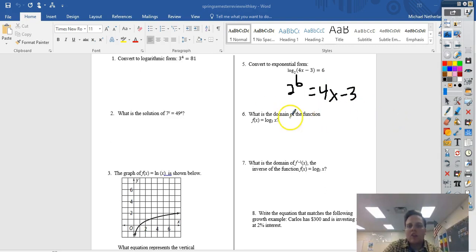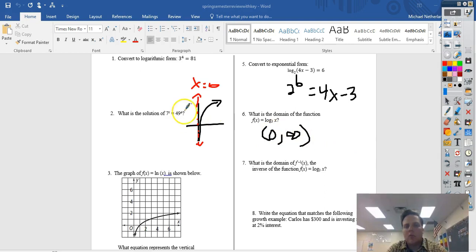Alright, what is the domain of the function of log base 3 of x? Okay, guys, you should remember that log functions, assuming there are no transformations, look like this, and they have a vertical asymptote at x equals 0. So then my domain would just be parenthesis 0 to infinity. And that would be it, because we never actually touch 0, so that's why it gets a parenthesis.